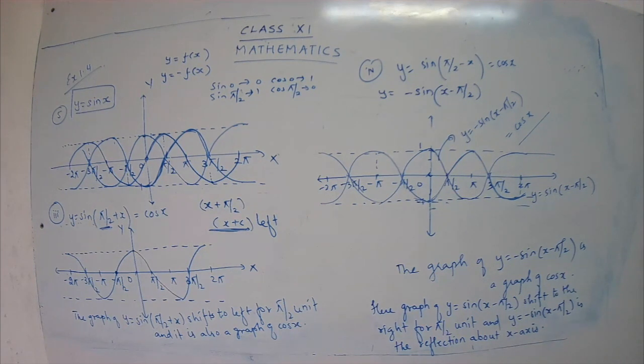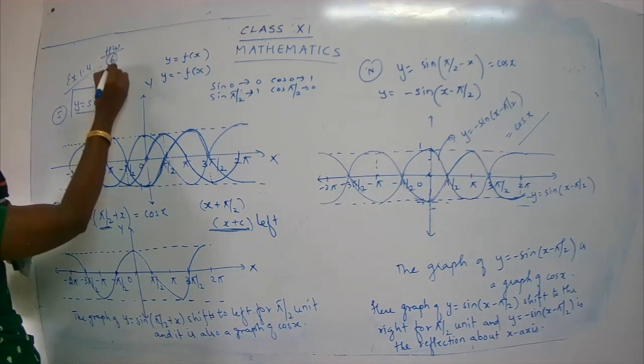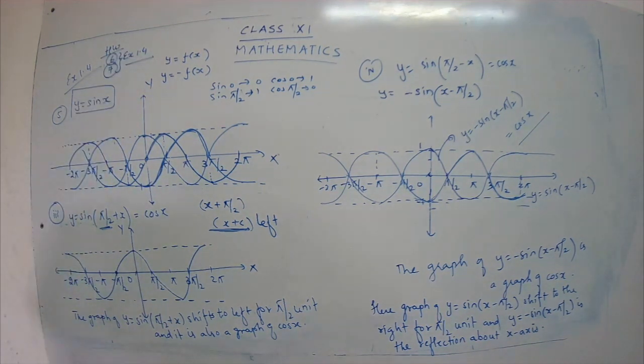Now your homework part: your homework is to complete sum number 6 and sum number 7 from exercise 1.4. I hope you are clear with the statement, children.